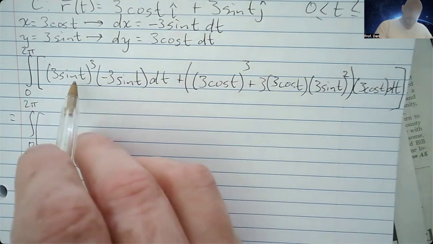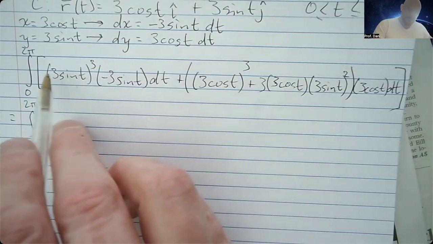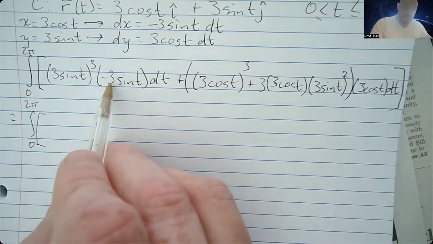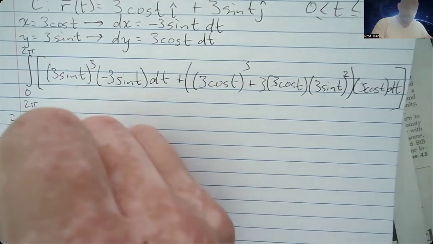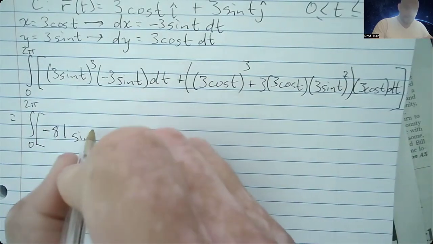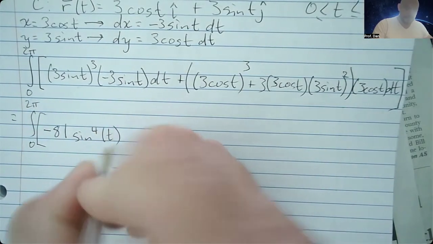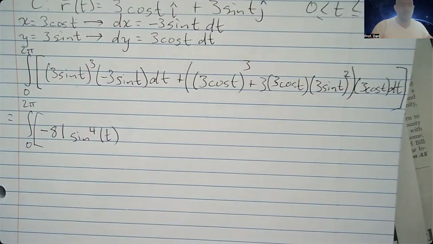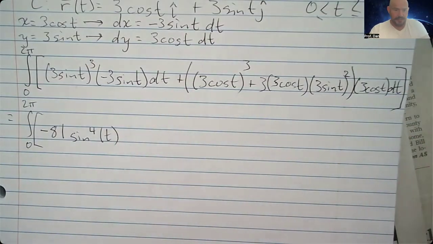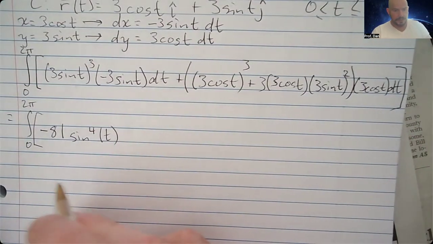So when I look at this first term, 3 cubed will give me 27. Multiply that by another 3, that'll give me 81. So -81 sine to the 4th of t. And then the dt's I'm going to kind of just write at the end. Think of it as like factoring out the differential.